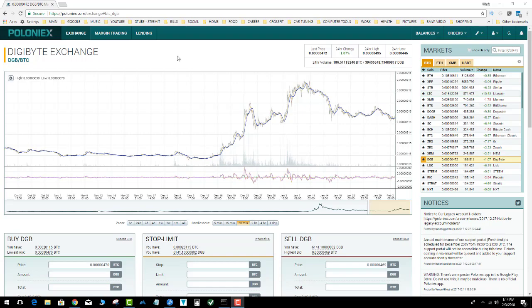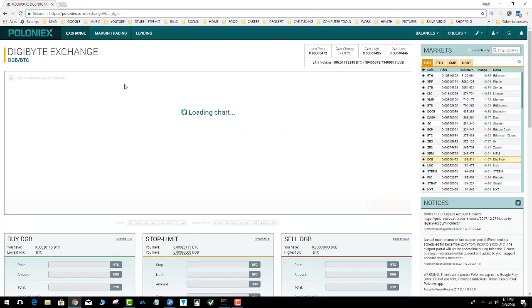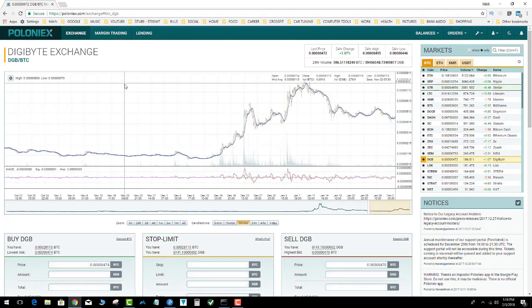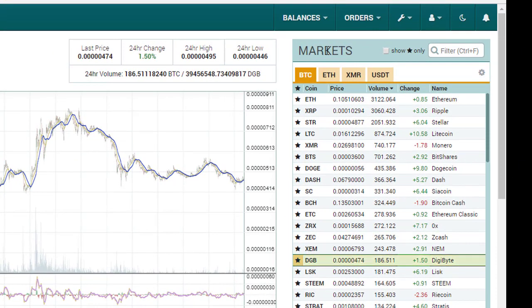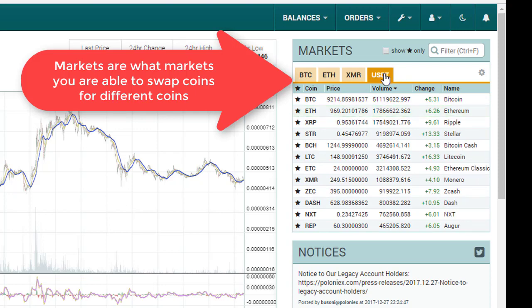First and foremost, to get to the main trading screen, you're going to click on Exchange, and this should be the initial page that loads. From here, we have the markets over here on the right of your interface. So you have BTC markets, ETH markets, XMR markets, and USD Tether markets.